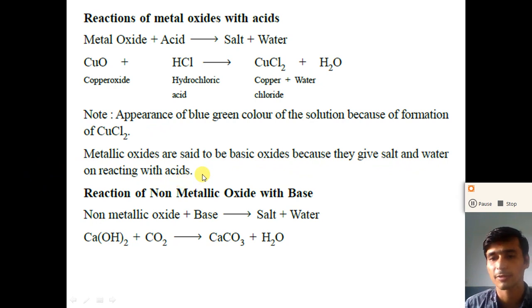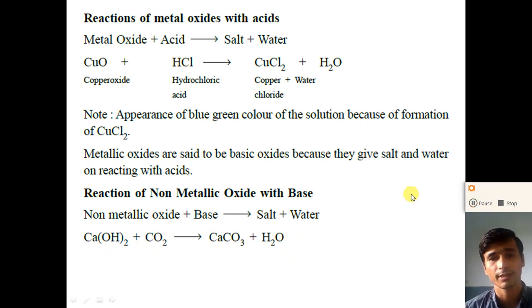So this type of question will be asked in the examination. Why are the metal oxides called basic oxides? Because they produce the salt and the water. So here the metal oxide reacts with the acid, producing the salt and the water, right? Similarly, the reaction of the non-metallic oxide with the base. Non-metallic oxide with the base produces the salt and the water. For example, Ca(OH)2, calcium hydroxide, reacts with the CO2, it produces the CaCO3 and H2O.